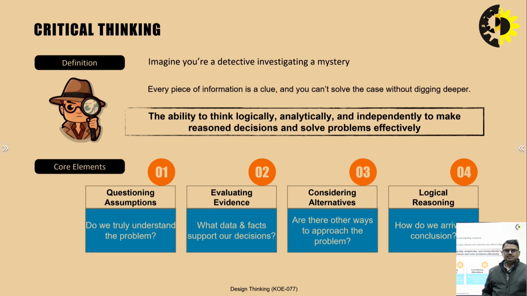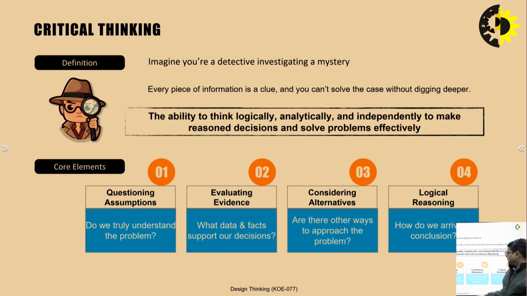The second core element of the critical thinking concept is evaluating evidence. When I am talking about evaluating evidence, I mean asking what data and facts are available which are supporting our decisions. We need to analyze that piece of information. You can also say that we need to become the data detective in that process.